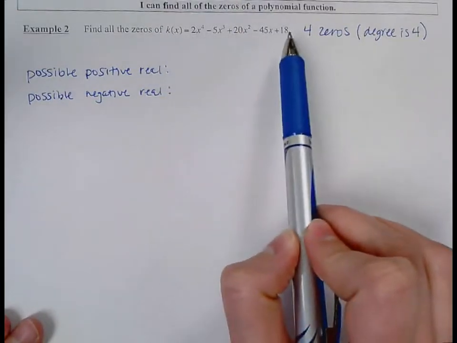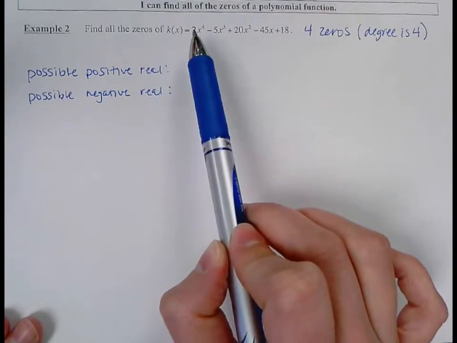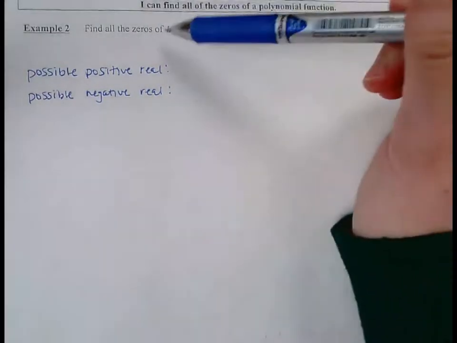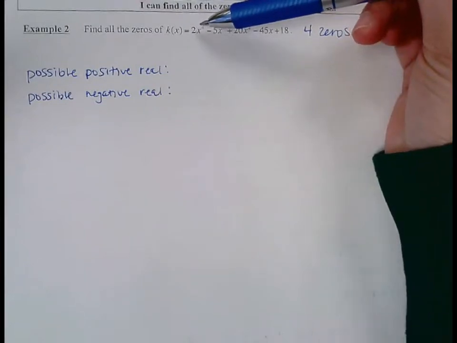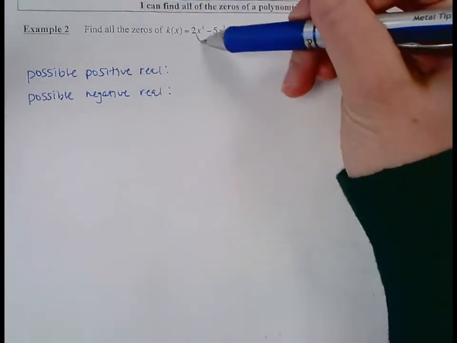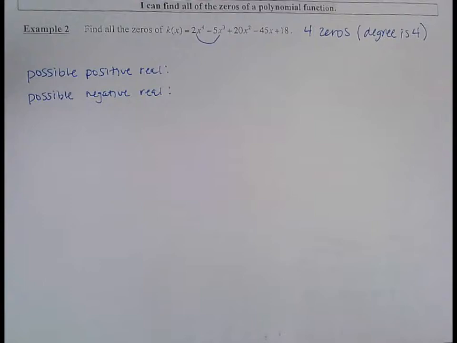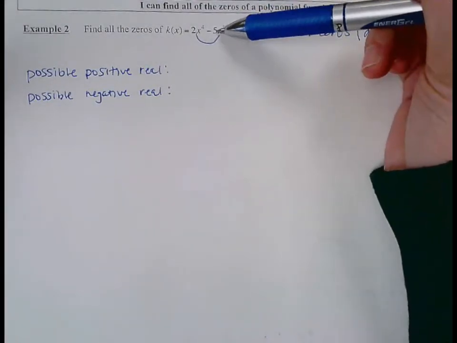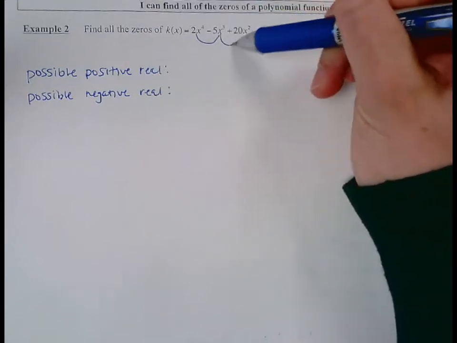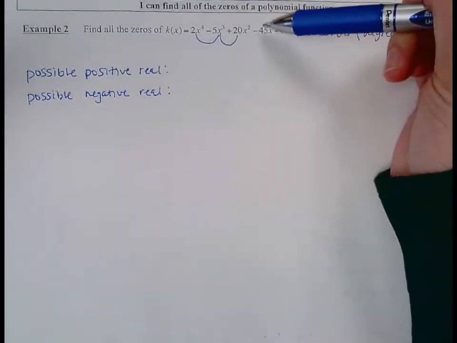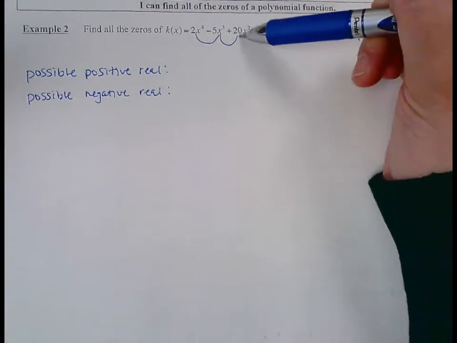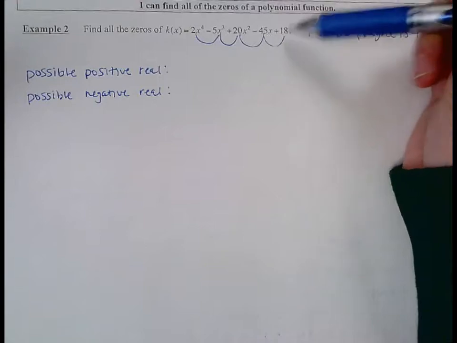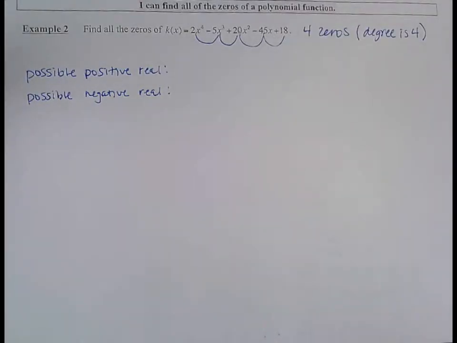The possible number of positive real zeros. So in looking at the function itself, you find the number of times the signs change from one term to the next. So for k of x, we start out with a positive 2x to the 4th. The second term is a negative 5x cubed, so that's a sign change. And then from the second to the third term, negative 5x cubed to a positive 20x squared is a sign change. Third to the fourth, positive to a negative term is another sign change. And then negative to a positive constant, that's another sign change. So there's 4 sign changes.